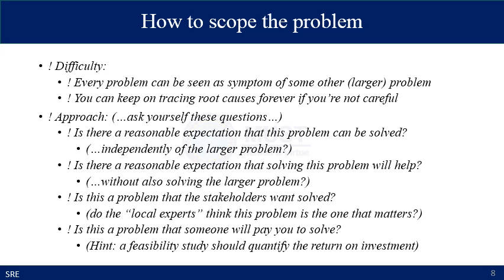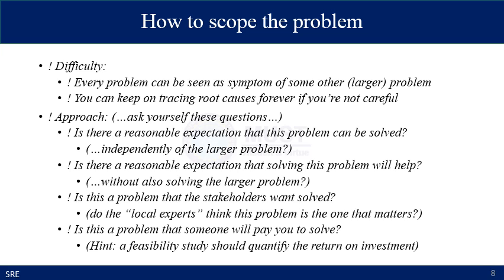As has been seen in the previous slide, finding out the exact problem scope is very difficult because it has multifarious underlying problems, and every problem can be seen as a symptom of some other larger problem, and you can keep on tracing the root causes forever if you are not very careful. So you have to identify the root cause of the exact problem by identifying the scope of the problem.